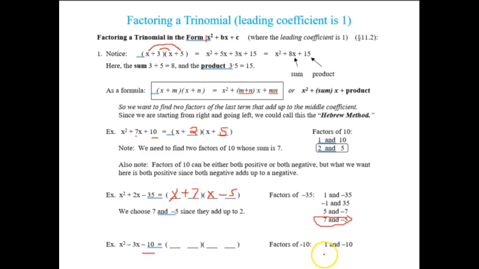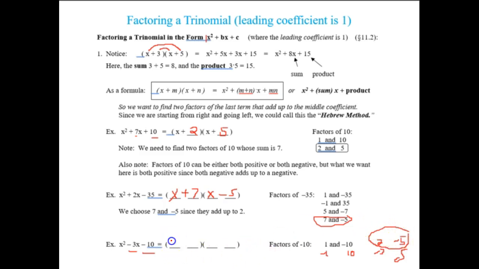Oh, I didn't copy the line that had the other factors of negative 10. So the factors of negative 10 are 1 and negative 10, or you could have negative 1 and positive 10, or you could have 2 and negative 5, and you could have negative 2 and positive 5. Okay? Oops, that's a 5. All right, so we want the pair that adds up to negative 3. So, of course, that's this pair here, 2 and negative 5.